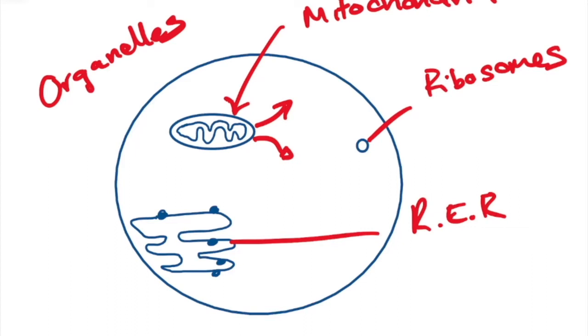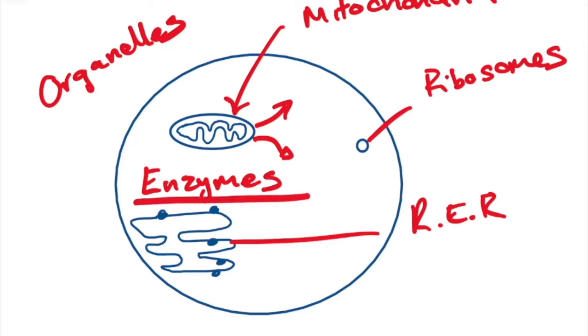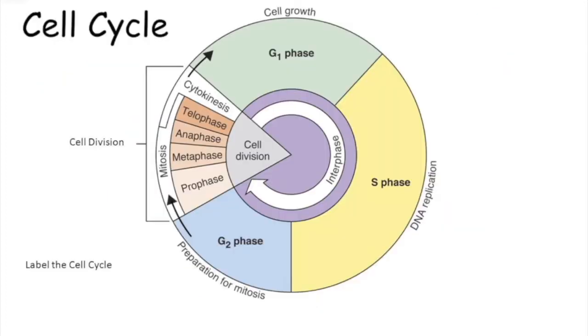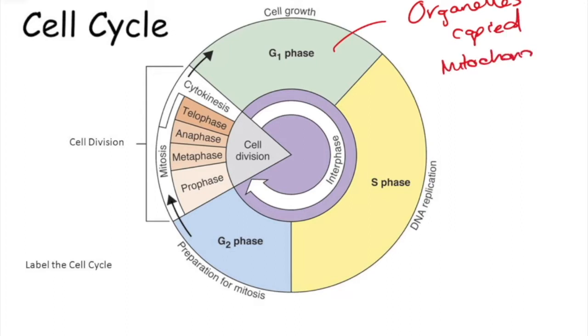And it's also going to need to make lots more enzymes, because enzymes carry out the reactions that happen in a cell. So in G1, we get copying of organelles. We talked about some of the ones it could be, mitochondria. We get more enzymes being made. We're going to need more power for reactions. We've got more ATP being produced.